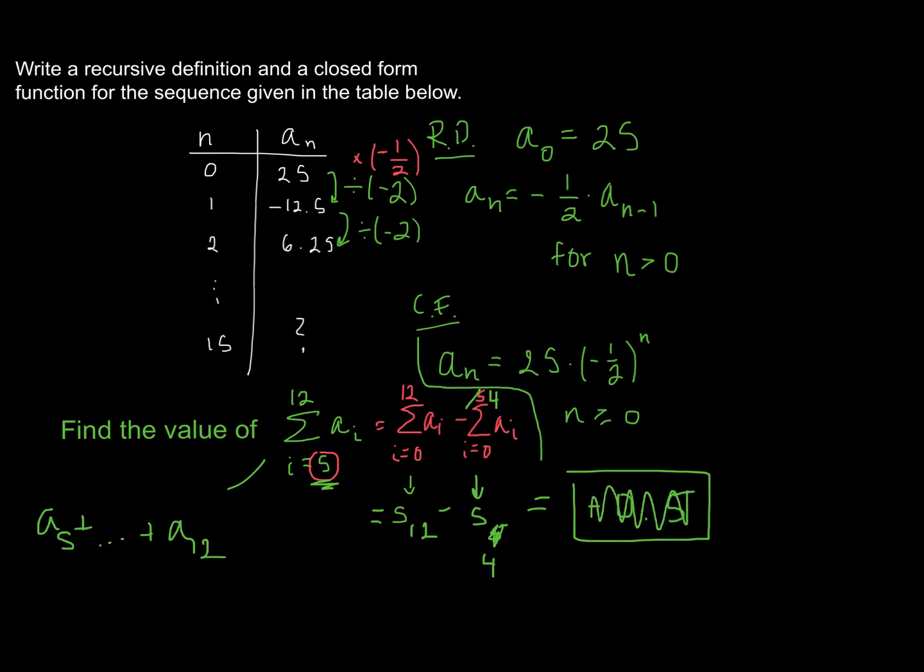So you might have been tempted to get negative 0.5, but what you should actually be getting is approximately 1.04. And this should make sense because the first term is 25, and everything from there on out is going to get smaller in magnitude. So eventually I should be getting smaller and smaller terms. So the 5th through 12th terms are going to be pretty small, and so they should sum up to something that's fairly small.